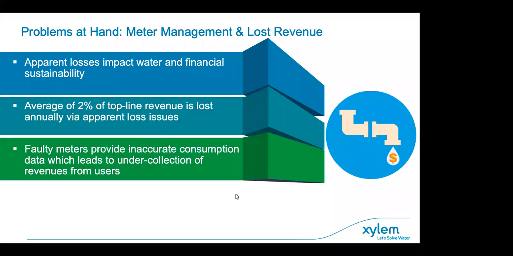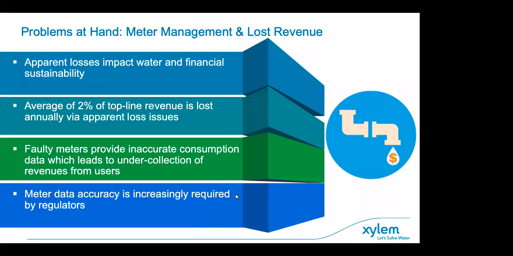As we've briefly talked about, faulty meters provide inaccurate consumption data, which not only leads to under-revenue collection, but may also mean that the assessment of the real and apparent losses is inaccurate, and hence teams go out looking for leaks when the reality is that it's apparent losses. And lastly, there's a growing trend where regulators monitor the performance of meter accuracy. This will be particularly important where either privatization or co-management contracts are put into place.